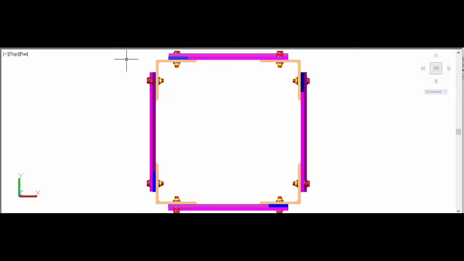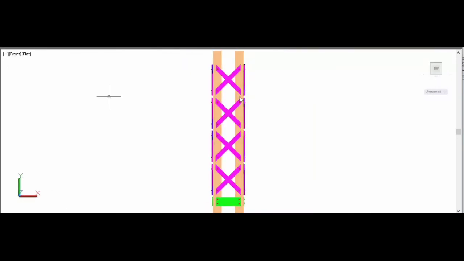If you observe the top view of this model, it is square in nature. The angles that are used are of equal length. So therefore this is made out of an equal angle section, joined together by a double lacing system, as you observe here.